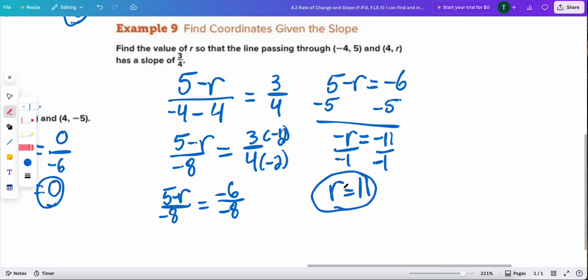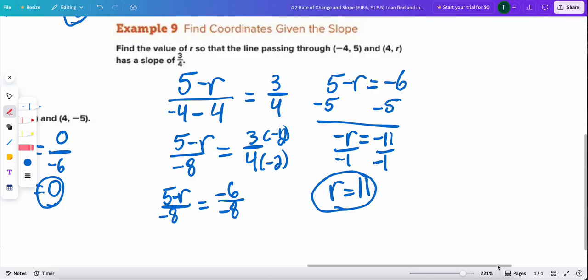Now you also could have set it up as r minus 5. Then you would have only had to multiply that fraction by 2 instead of negative 2. But since I set it up this way, I needed it to be a negative 8 in the denominator instead of a positive 8.